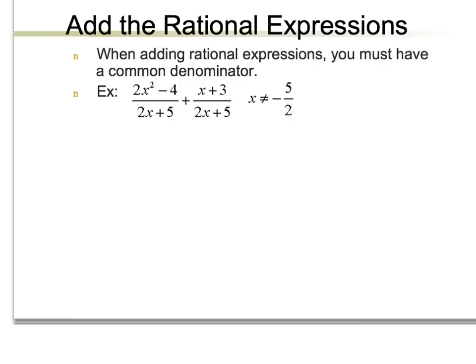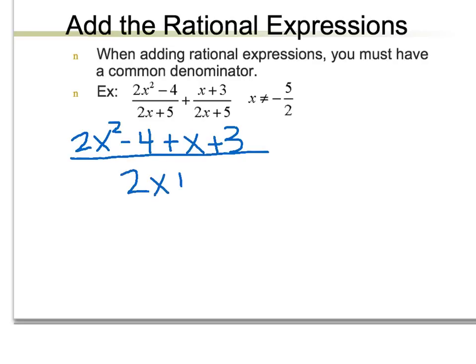Now, remembering that rational expressions are fractions, you must have a common denominator in order to add these together. So given these rational expressions that I have to add together, I notice that each of them has a denominator of 2x plus 5. So we can just continue with the addition process. So this ends up looking like, I'm just going to put it all together, 2x squared minus 4 plus x plus 3, all the numerator, over the denominator of 2x plus 5.